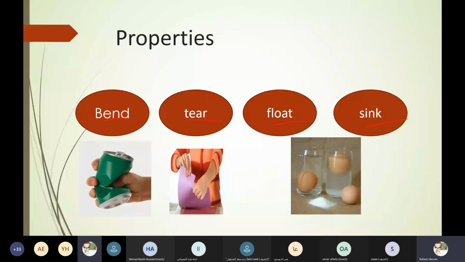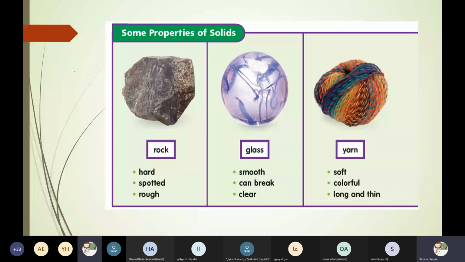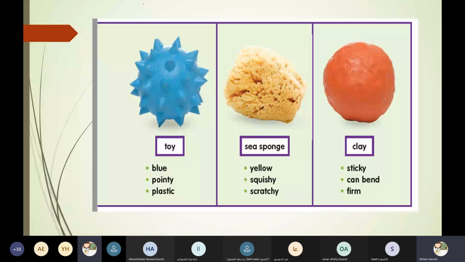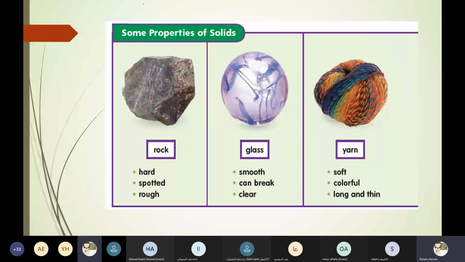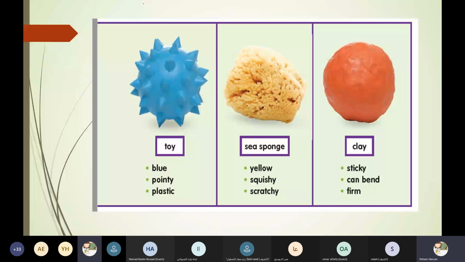Okay. These are examples of the solid we talked about yesterday, like the rock, the glass, the toy, the sea sponge, many examples of the solid. And if we describe a solid, we talk about its properties. It's hard or soft, smooth or rough, colorful or without color, can break or not, clear, long or thin. You can describe the solids with many properties.